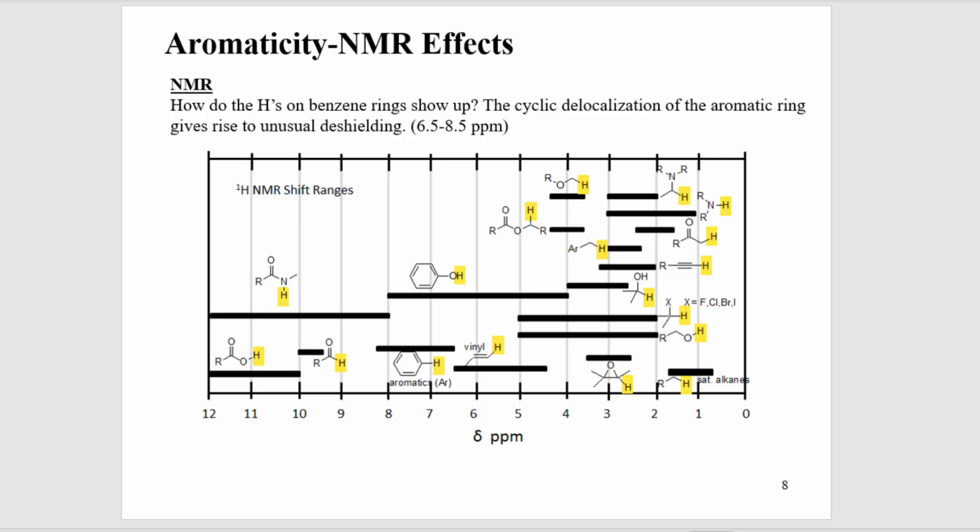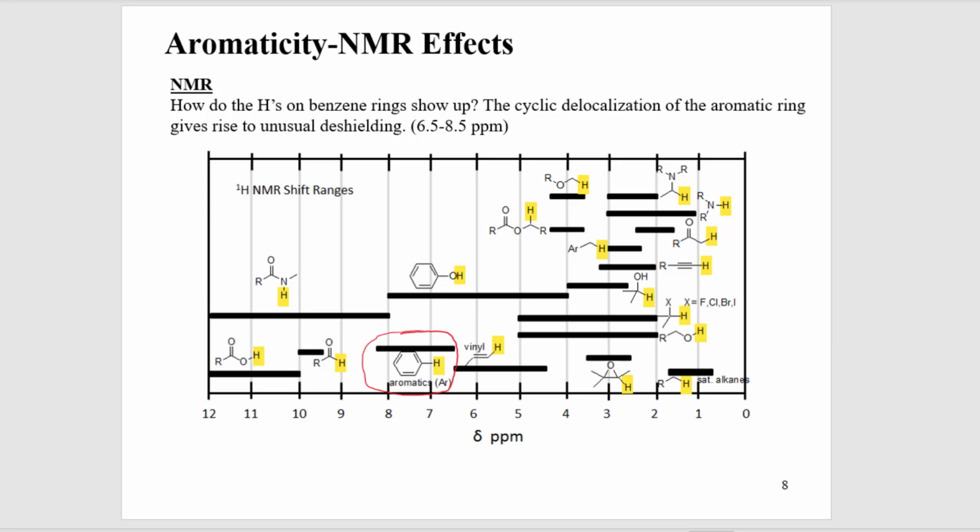So back when we did NMR analysis and we were looking at where certain protons came out on the chemical shift scale, the ppm scale, what you'll notice is that we talked about it, but we didn't really talk about it. If you go back and look, you'll see that aromatic protons, meaning protons off of an aromatic ring, tend to show up around 6.5 and 8.5 ppm. And that's kind of interesting, right?